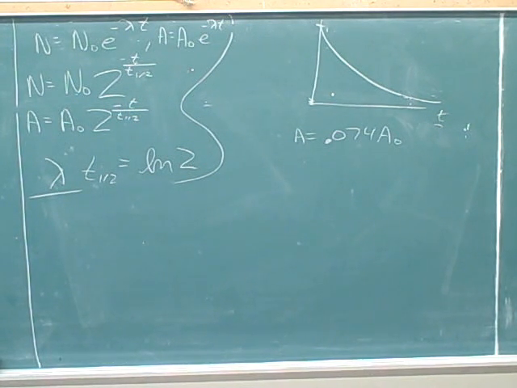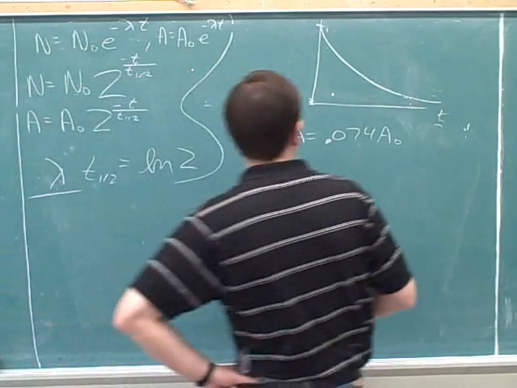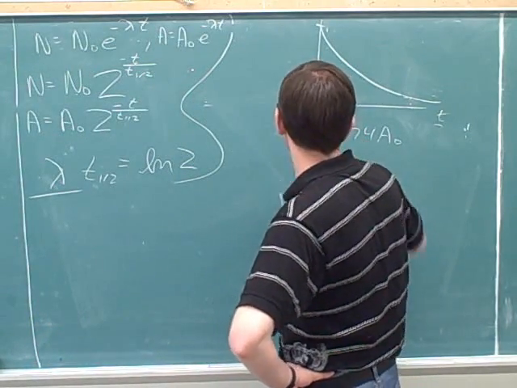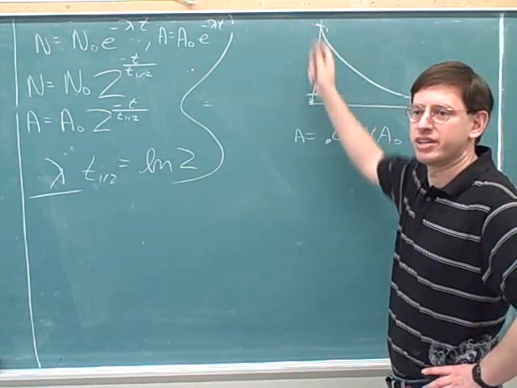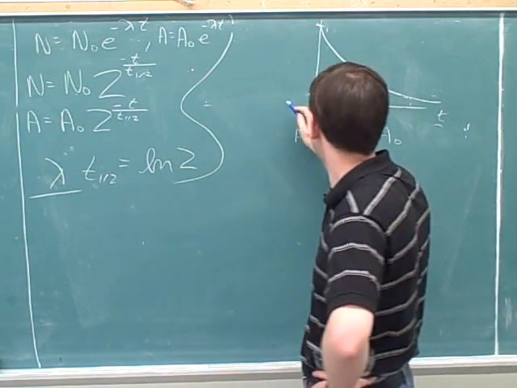Good. So it's good to put that in our diagram. It's hard to draw this to scale because we should be right around here. We're only at 7% of where we started. We should be very far down here, only at around 7% of where we started.